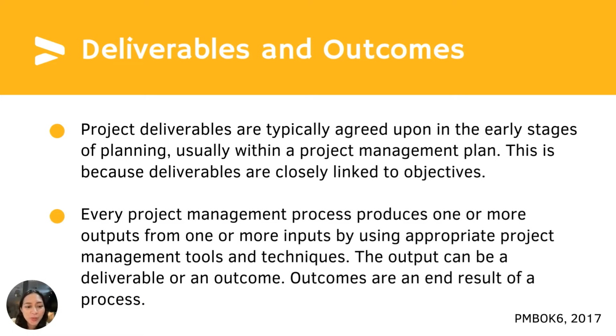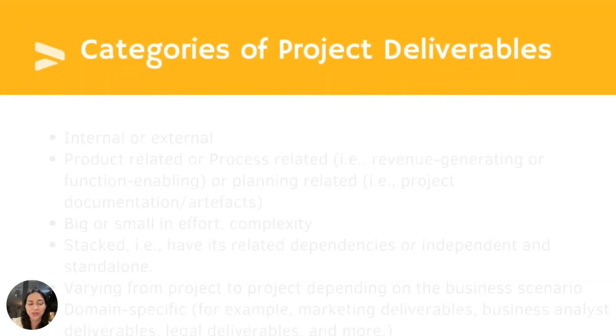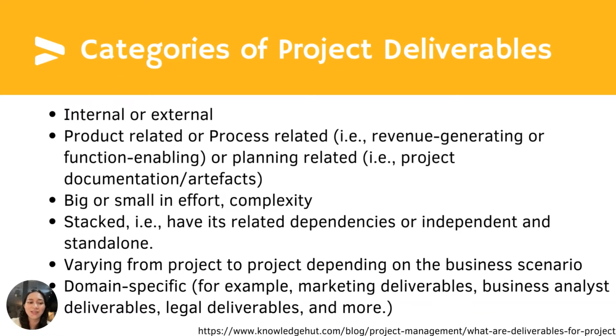Every project management process produces one or more outputs from one or more inputs by using appropriate project management tools and techniques. So the output can be a deliverable or an outcome. What are outcomes? Outcomes are an end result of a process. We will go to the differences further on the next slides.